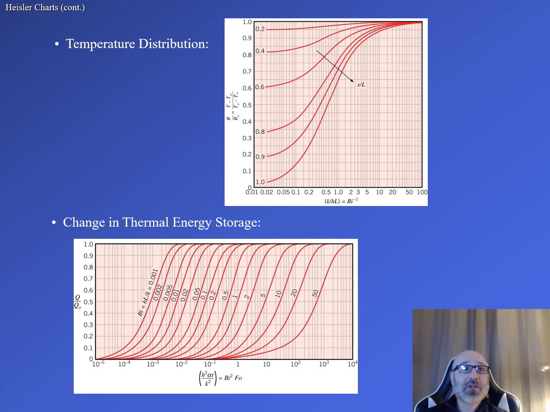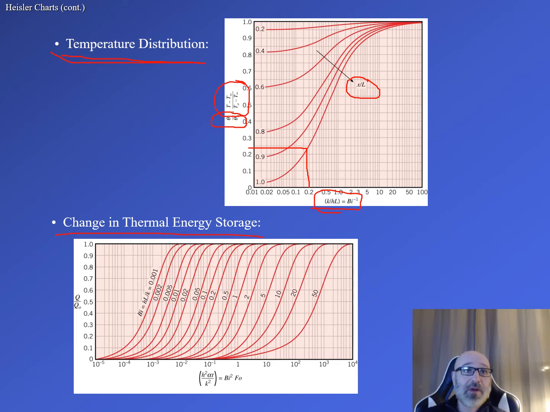Now we also have these same charts for our temperature distribution and our change in thermal energy storage. Again, here we have the inverse of our Biot number. On the bottom we come up here, and there's our value for x over L for each of these curves. So we can do the same thing. Let's say we were at a value of 0.2 here, and we go up to this value for x over L. Then we can come over across here and get our value for theta over theta naught, the temperature distribution, which again we recall is this relationship of temperature differences.